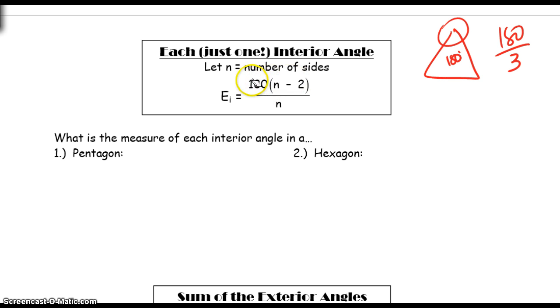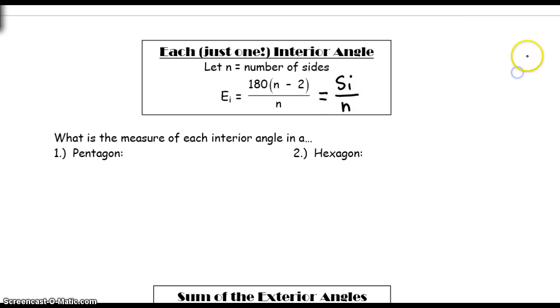Same deal here. So we have the sum of all the interior angles, and what we're doing is we're dividing it by the number of sides. Isn't that what we did here? That's the sum. We're dividing it by the number of sides or the number of angles. Okay, so basically it's the last formula divided by the number of sides or the number of angles.